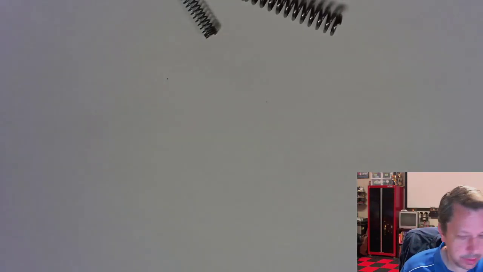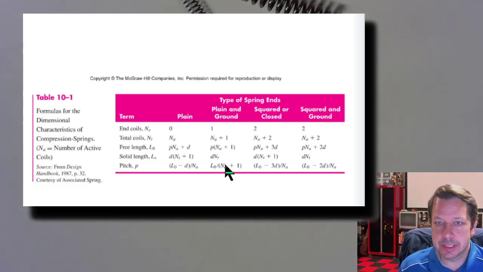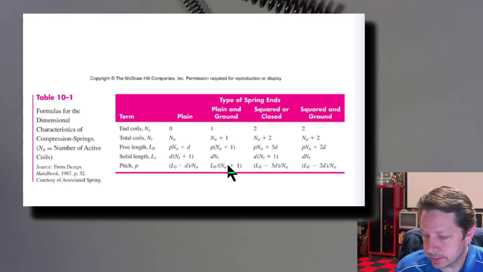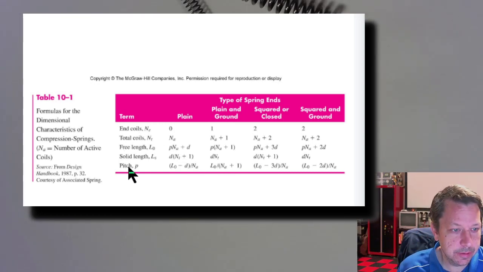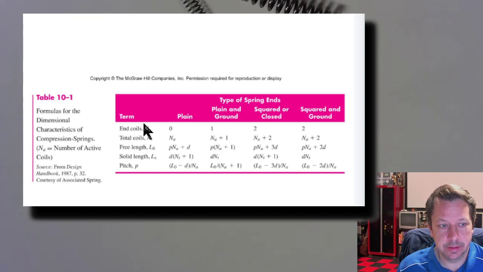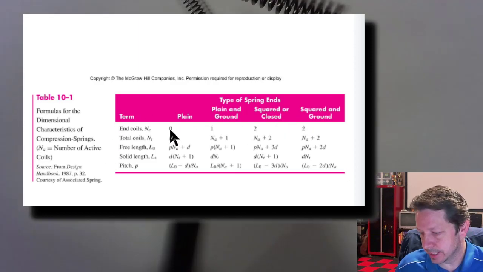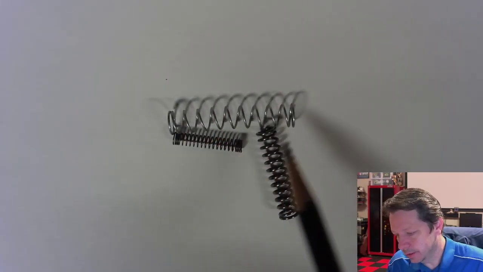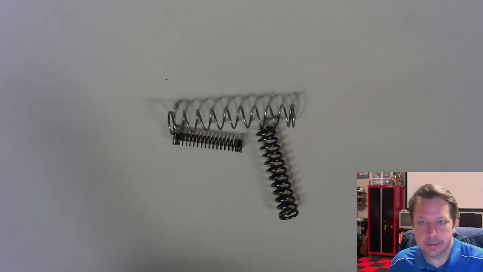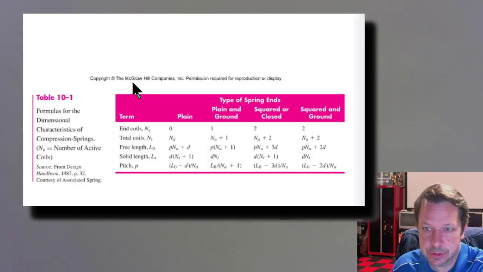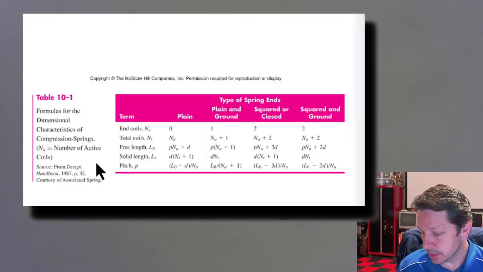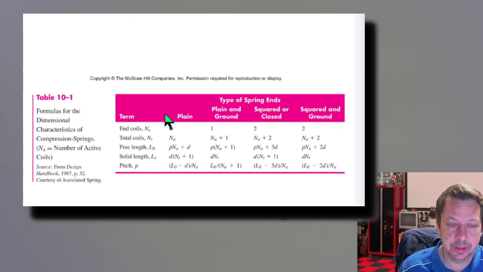There's a chart in your book, Table 10.1, that talks about the different end conditions. The end conditions are across the top, and then different variables you might want to find are over here, which they call terms. So end coils, total coils. These are generic numbers, and as you can see, individual springs can have different numbers of coils on the end and a variety of different things. So the stuff in your chart is kind of generic. If you have a very specific case, you might have to modify this chart a little bit.